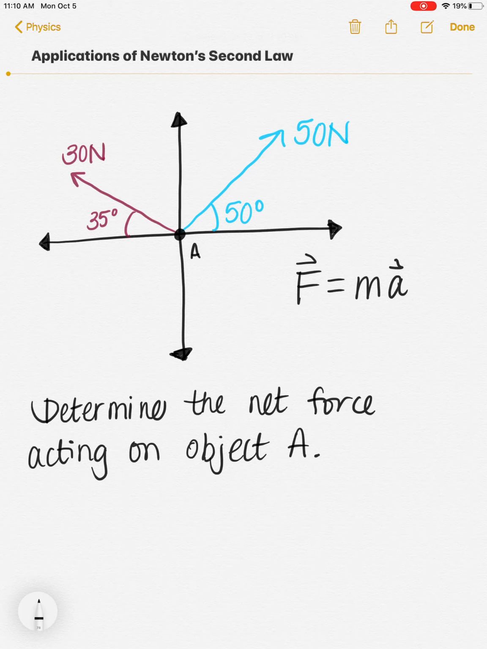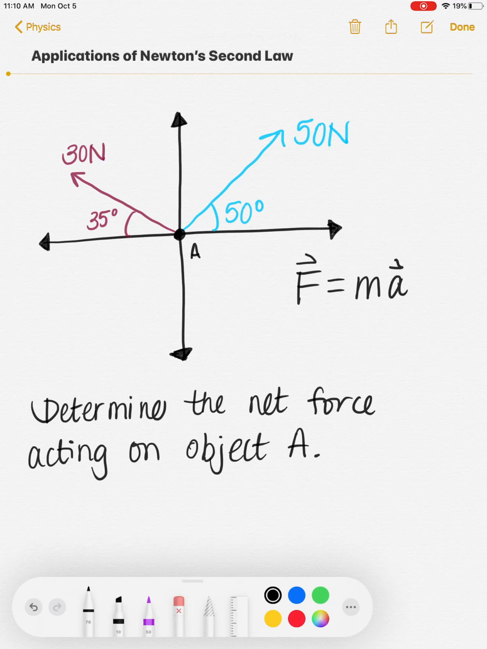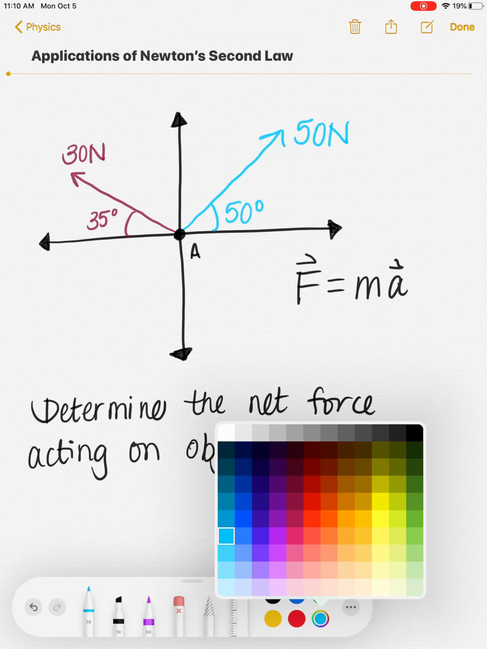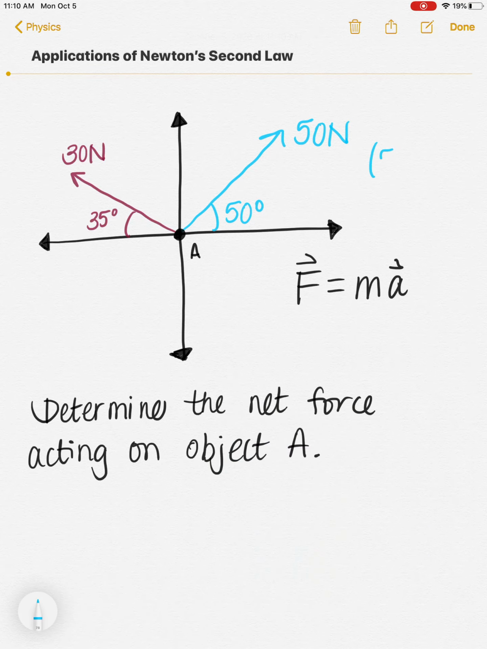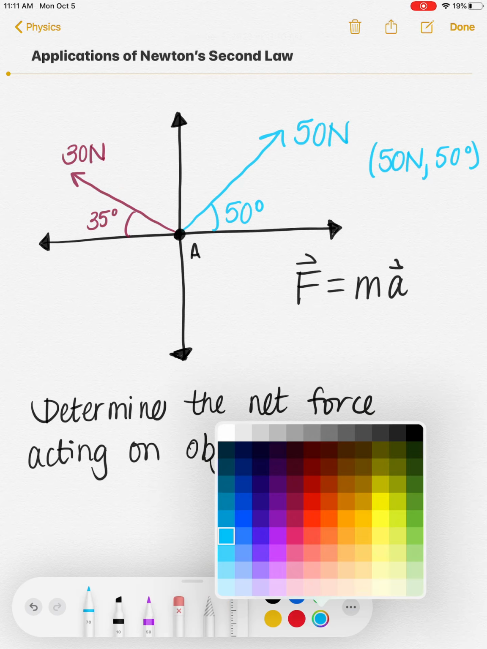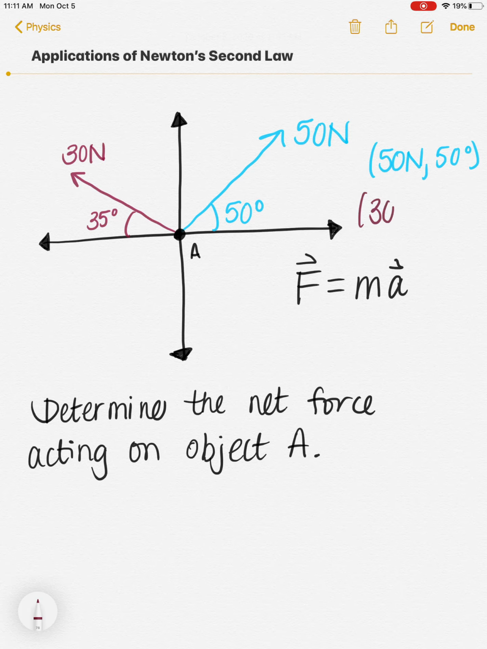All right, so today we have a diagram showing object A, and object A has two forces being applied to it. The first force is the 50 Newton force at an angle of 50 degrees. So we could call that 50 newtons, 50 degrees in Cartesian coordinates. Then we have a second force of 30 newtons. And the diagram shows it at an angle of 35 degrees.